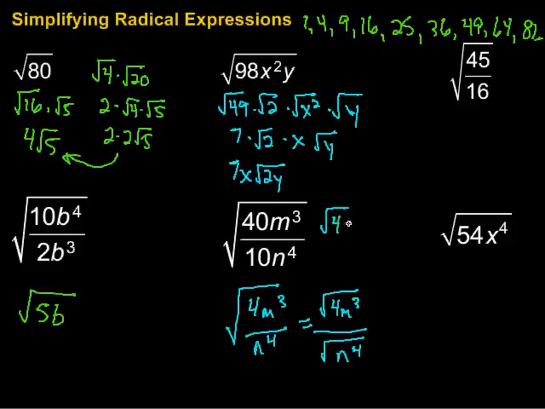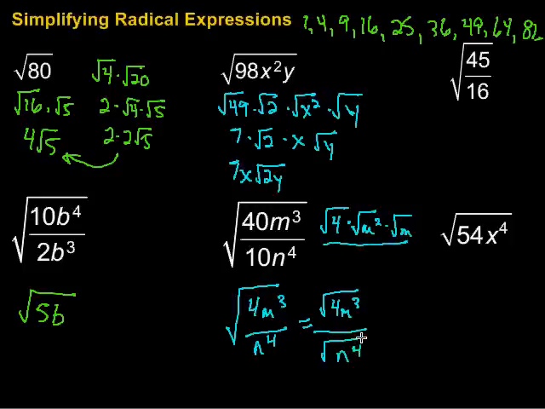So I have the square root of 4. Now, m to the third. The third power is not a perfect square, but I could break that up like this, where I have the square root of m squared times the square root of m. Okay, if I multiplied those back together, it would be m to the third. And then, of course, bring in that 4 if I wanted to.